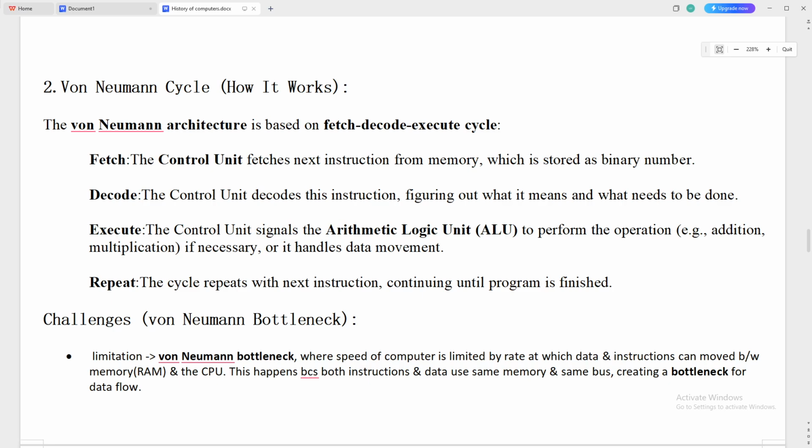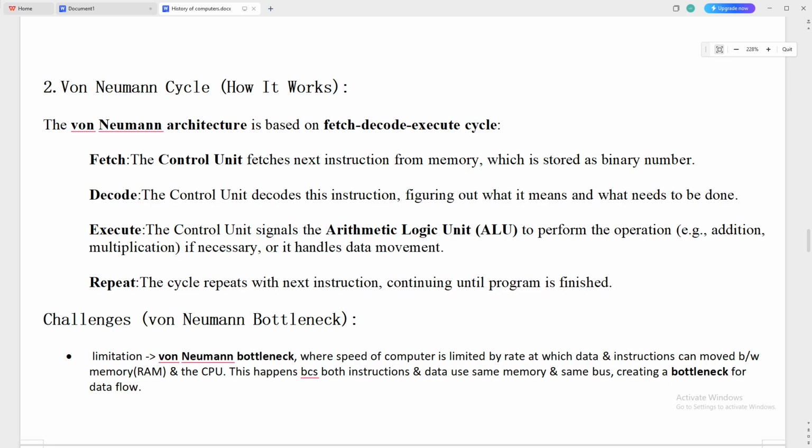Then after decoding, you have to execute. The control unit signals the ALU, the arithmetic logic unit, to perform the operation. For example, if after decoding there is an addition command or a multiplication command, we have to do that. Or it handles data movement, where data just has to be carried or passed on. So it only does the passing on; it doesn't have to do addition, subtraction, or any other function. So in execute, the thing has to be executed, and it executes that.